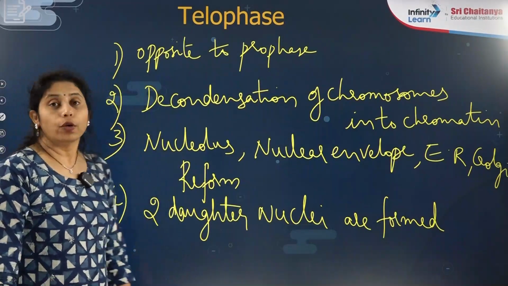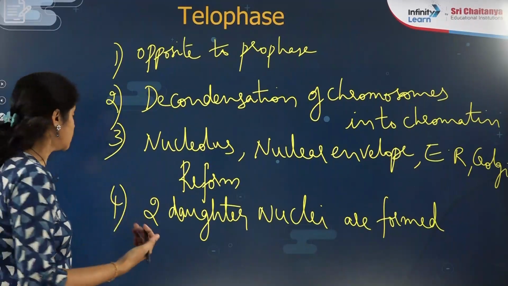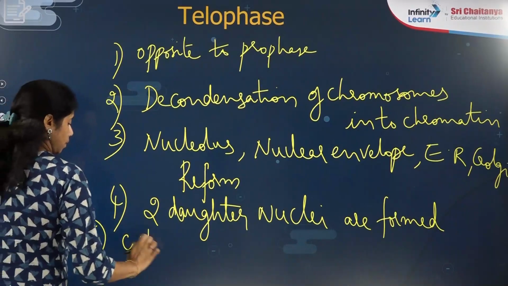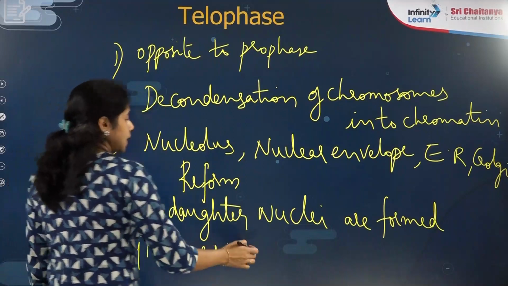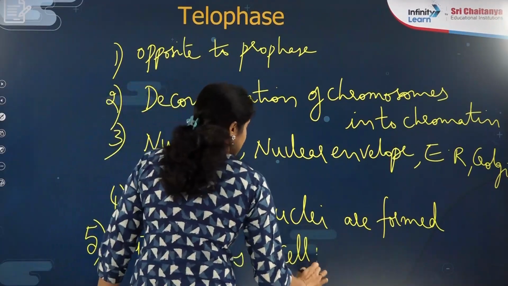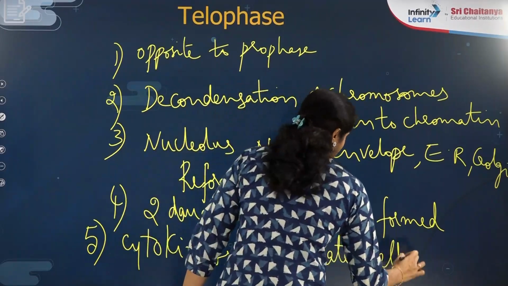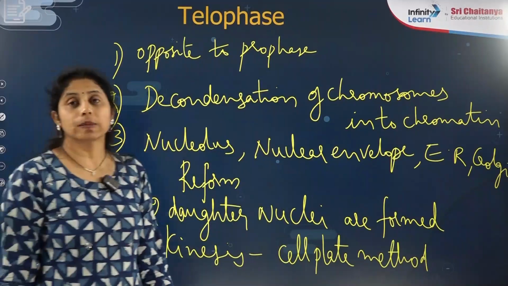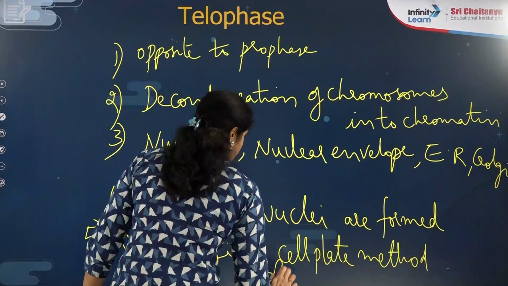But only 2 daughter nuclei are formed. So this telophase will be continued in terms of cytokinesis. The cytokinesis in plants occurs by the cell plate method, whereas in animal cells, it occurs by furrow formation.